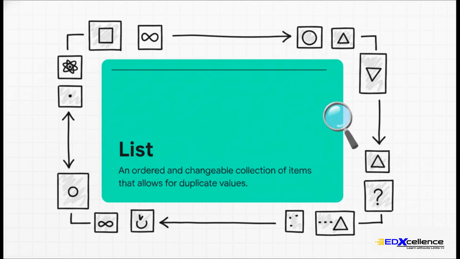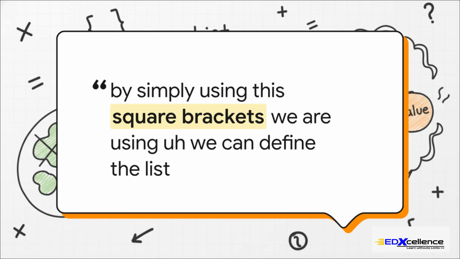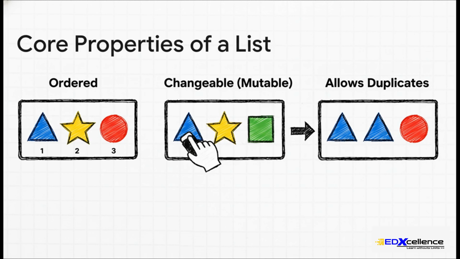Think of it as your all-purpose, flexible container for data. See those square brackets? That's how you make a list. And you can mix in different data types. So remember this, they're ordered, you can change them, and duplicates are totally fine.